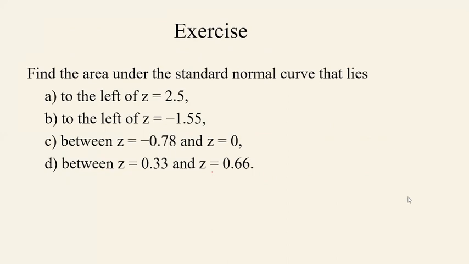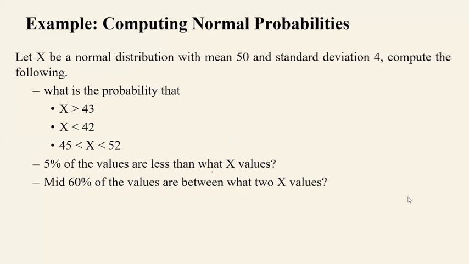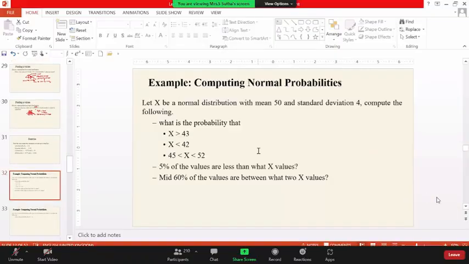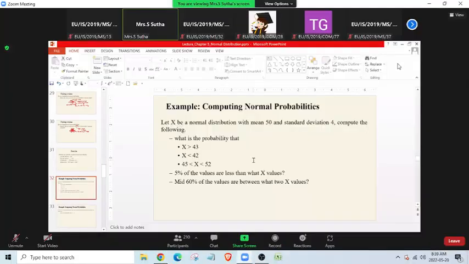Now this is the exercise. You take it as homework and practice it. And in the next class we will start with computing normal probabilities. If a normal random variable has a mean and standard deviation... Now, so far we calculated the probabilities for the standard normal, right? So for the next class, we will calculate the probability for the normal distribution, right? So, any doubts? If you want, you can ask any doubts.